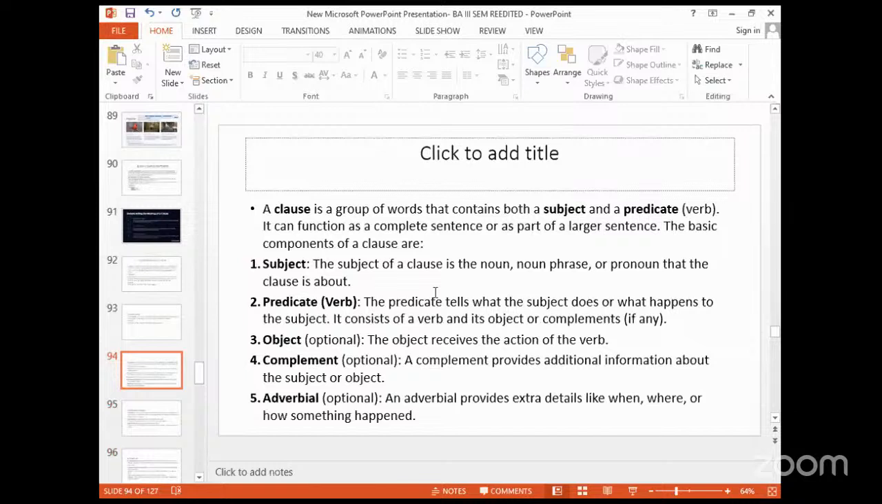Next is object. Object can be optional. The object receives the action of the verb, right? And sometimes you may find it or may not find it; that's an option. Complement: a complement provides additional information about the subject or object. That is also an option. But basically you find subject and predicate, right? And then an adverbial, which is also an option, provides extra details like when, where, or how something has happened. Sometimes this is also called an adjunct.